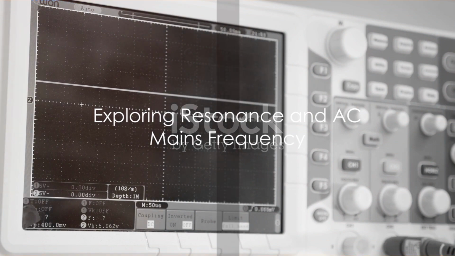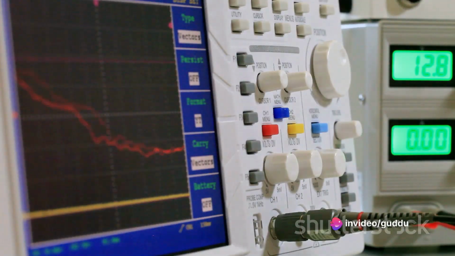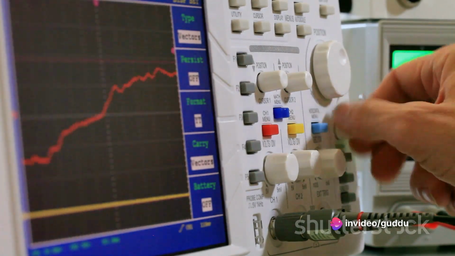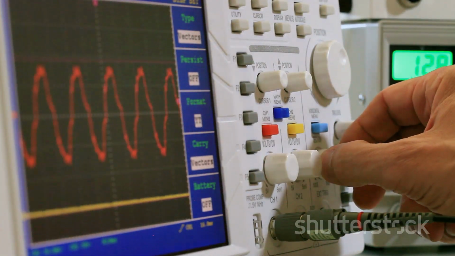Finally, we'll find the frequency of the AC mains with a sonometer. Adjust the length of the sonometer wire until you observe resonance. The frequency of the mains is equal to the resonant frequency of the sonometer.